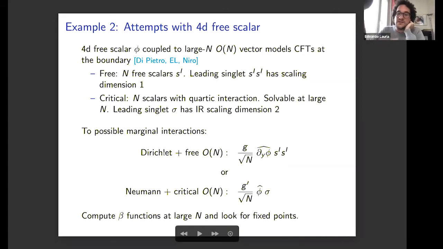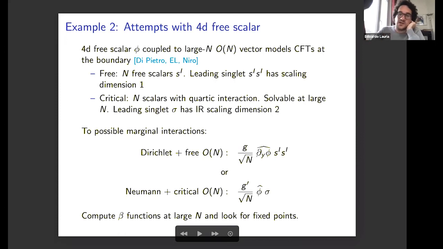So if we start with Dirichlet boundary conditions for the four-dimensional free scalar, remember this means that if you push phi to the boundary, there is one boundary mode of the bulk free scalar which is allowed. It's precisely ∂_y phi. This is an operator of dimension 2. So there is a very natural coupling between this mode and the leading singlet operator for the free O(N) vector model, because this has dimension 1, so the product is dimension 3. So this is a marginal coupling.